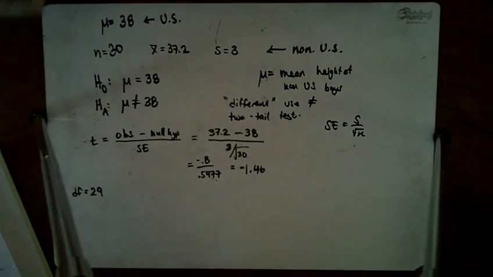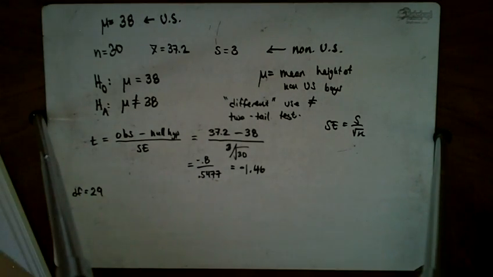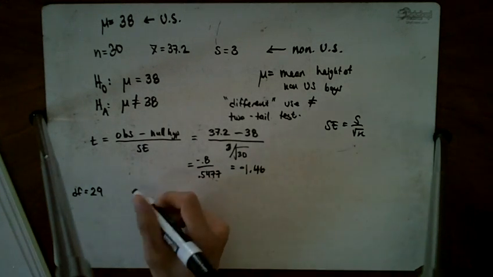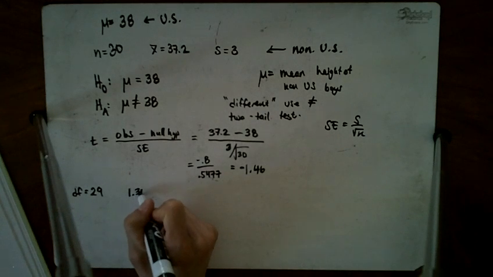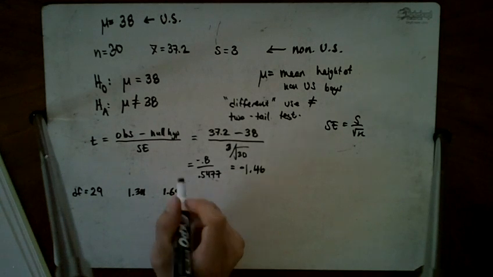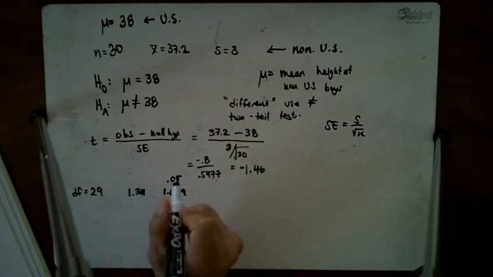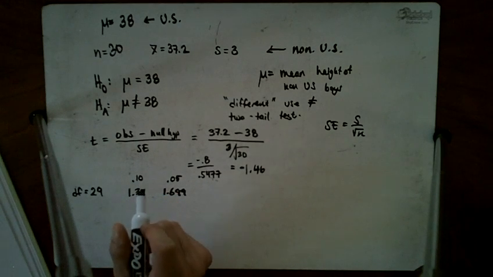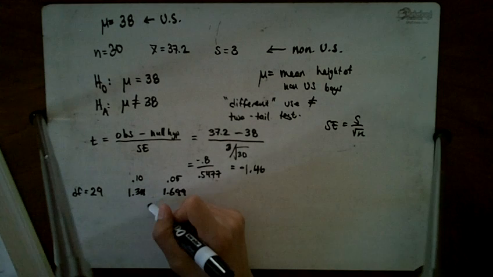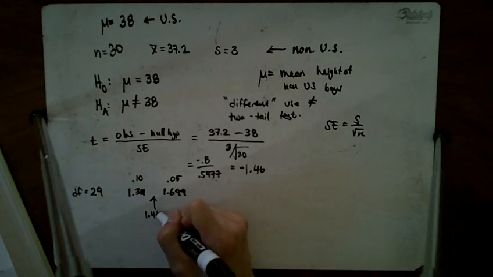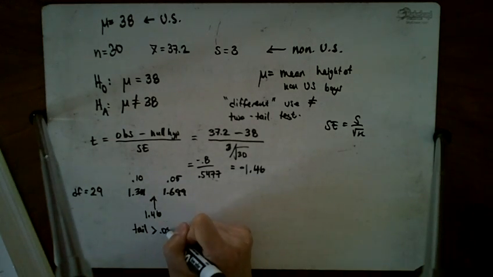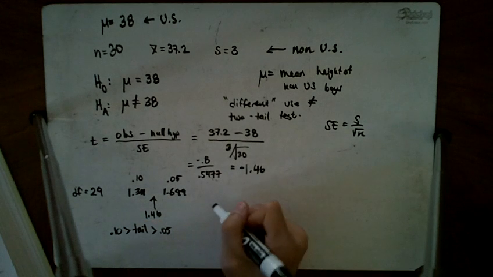Now I have 29 degrees of freedom. Okay, n minus 1. I had 30 in my sample, so now I have 29 degrees of freedom, and I'm looking up the value 1.46. So if I look, I have 1.311 and 1.699. 1.699 corresponds to tail probability of 0.05, and this corresponds to tail probability of 10%. And so 1.46 now fits in between there. So my tail probability, whatever it is, it's more than 0.05, but less than 10%.